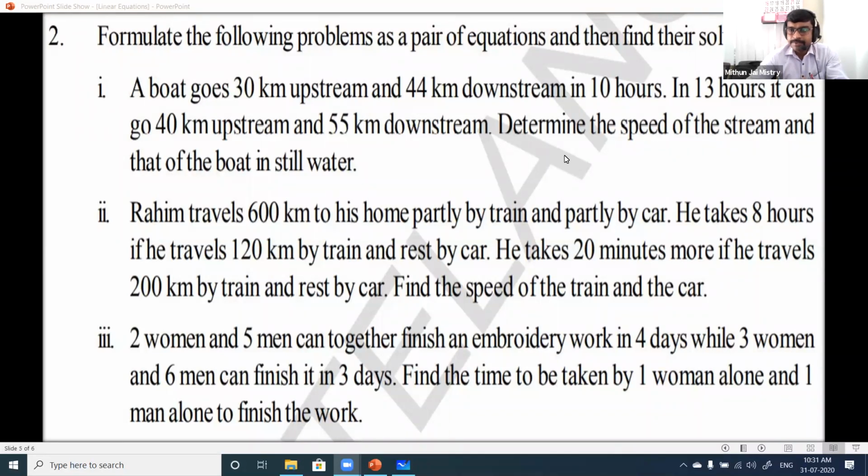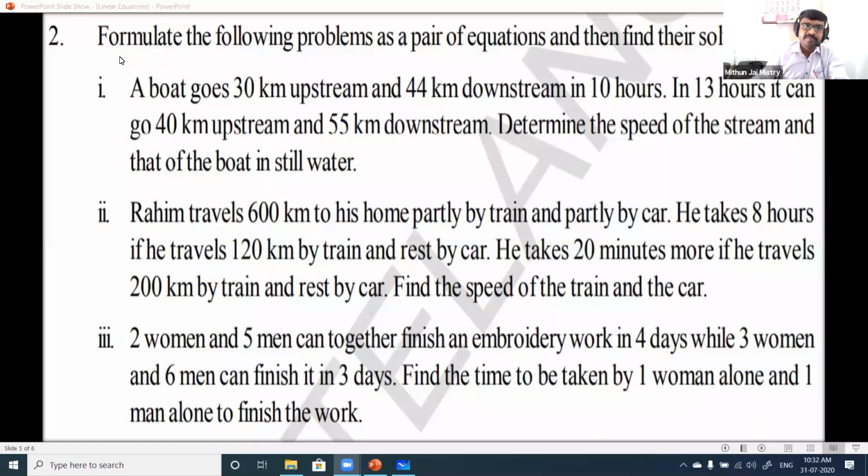Here some daily life situations are given, some word problems are given. So these word problems are also going to give us a pair of equations, but let me tell you, those pair of equations will not be linear. So again we need to convert them as linear, and further we need to solve.